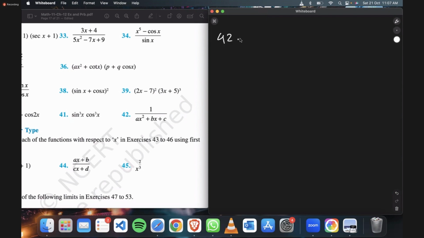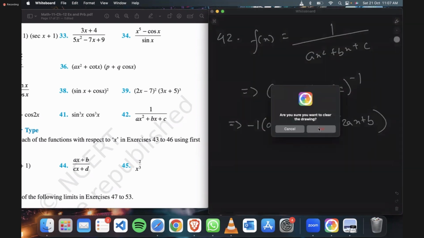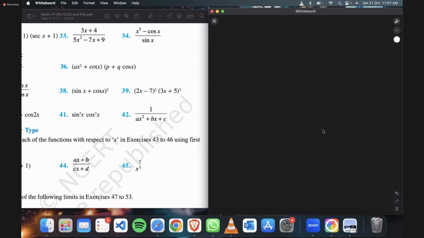Question number 42. I can write this as (ax square plus bx plus c) raised to the power of minus 2. Then I'll just be differentiating whatever there is inside. So 2ax plus b. Alright. So this will finish up our question number 42. Now, what do we have next?